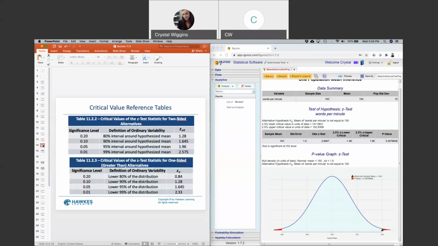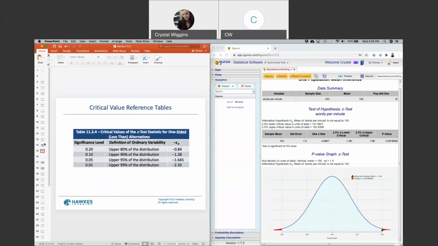Now, I've included these critical value reference tables because I thought they might be helpful. I know that the Hawkes Learning homework likes to ask about critical values, and when you're using a Z, it's very simple because they're given in the actual test itself. But when you're using a T, it doesn't always give you that critical value. The T is a completely different chart though. So here are some reference tables for the Z, but I don't suggest that you use them. I suggest you just use our guru since it gives you everything that you need.